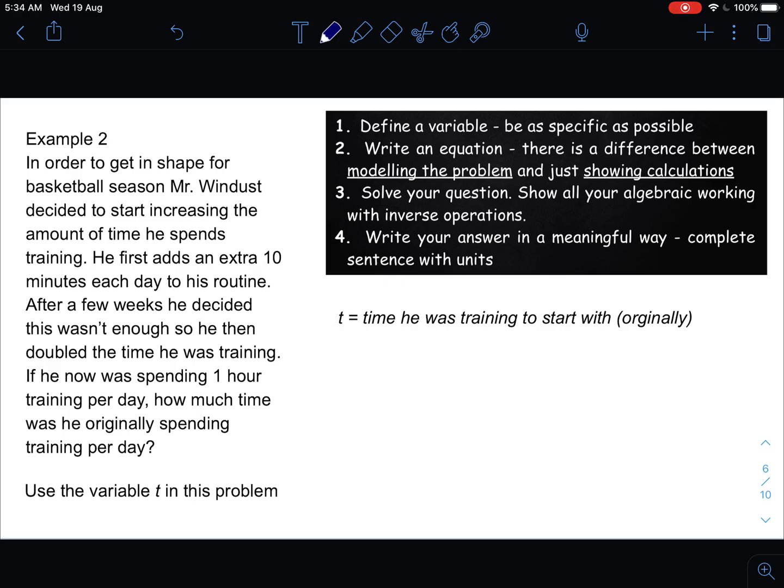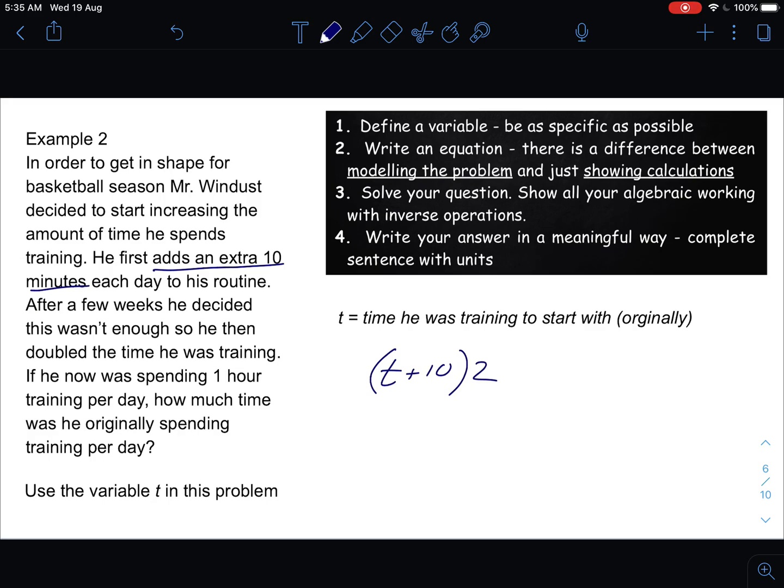All right, so when you wrote that equation, let me show you what I did here, how I translated it. I started increasing the amount of time I spend training. I don't know what I'm starting with, so I'm just going to put T right there. But I first add an extra 10 minutes, so that's T plus 10 each day. And then it says after a few weeks, he decided he hadn't been training enough, so I doubled the time. So I have to take that amount, my time plus 10, and double it. So I'm going to put that in brackets and multiply it by 2. I could put the 2 in the front too. It doesn't really matter where you put that.